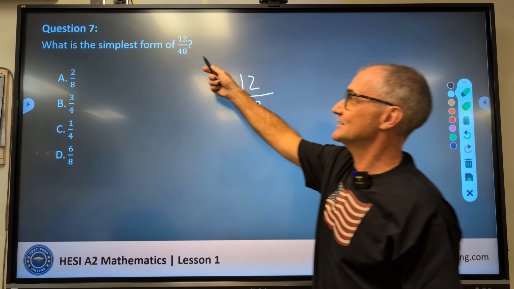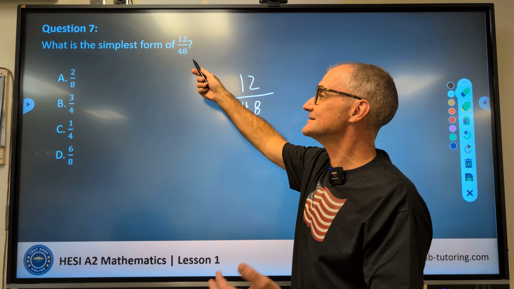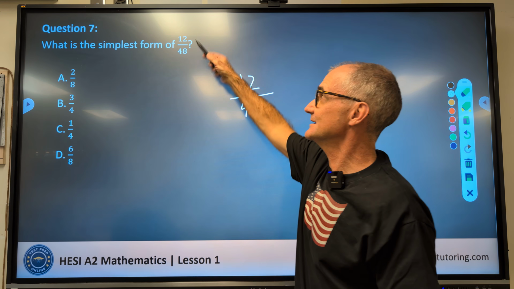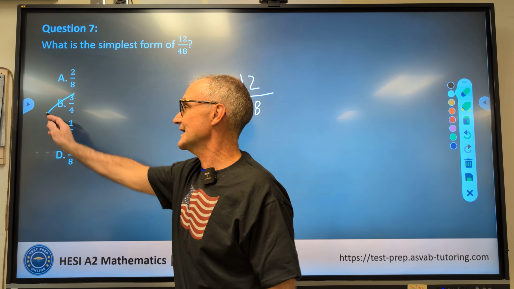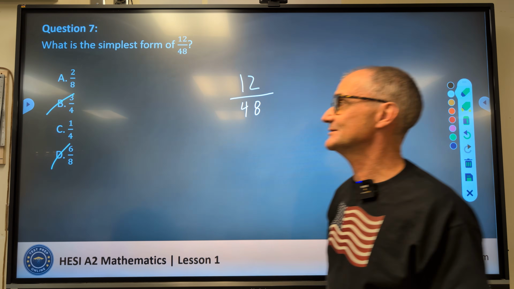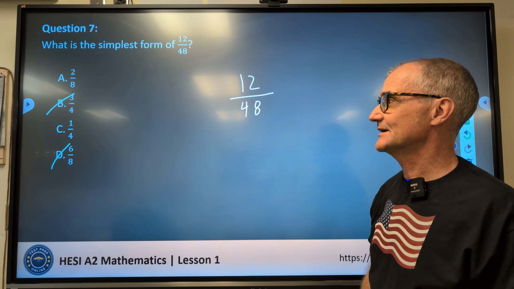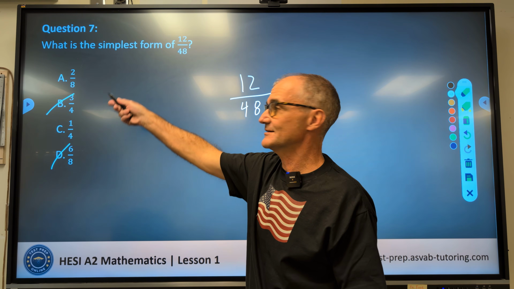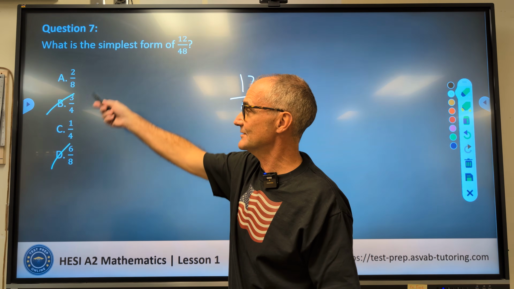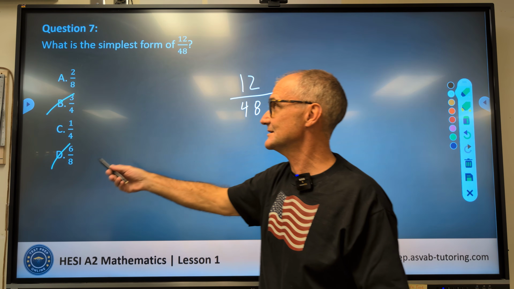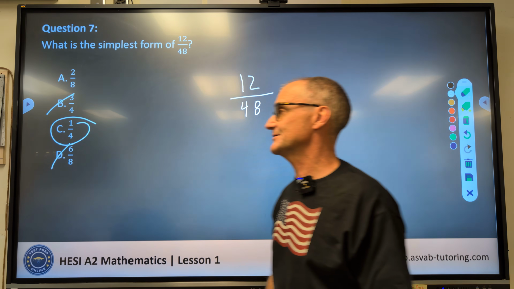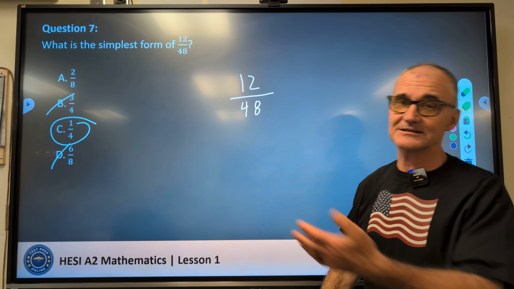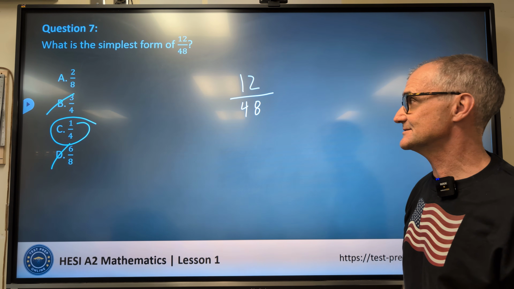12 out of 48, I could see that's a quarter, but if I can't see it, this is clearly less than a half. This is more than a half. This is more than a half. I could eliminate those. Then right here, I can see those 2 things are the same. 2 over 8 and 1 over 4 is the same ratio, but 1 over 4 is the simplest form. This one's simpler, so it's the right answer.